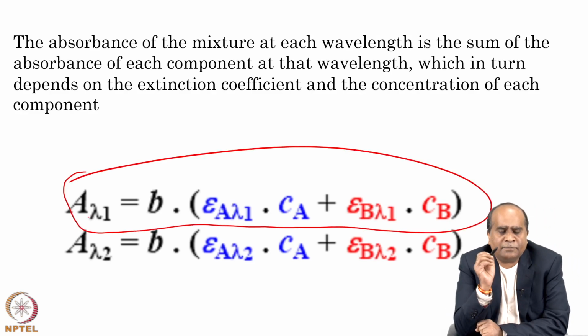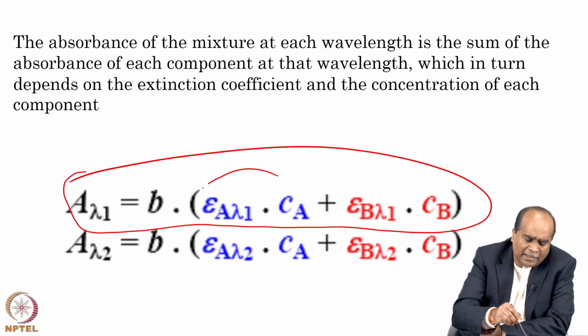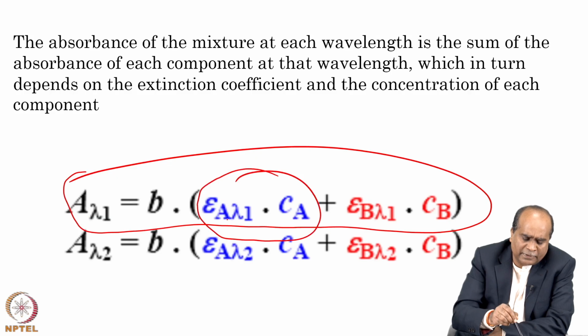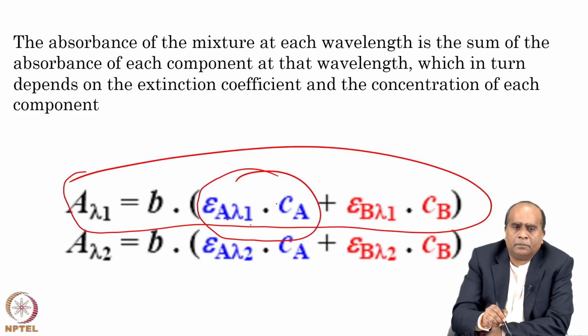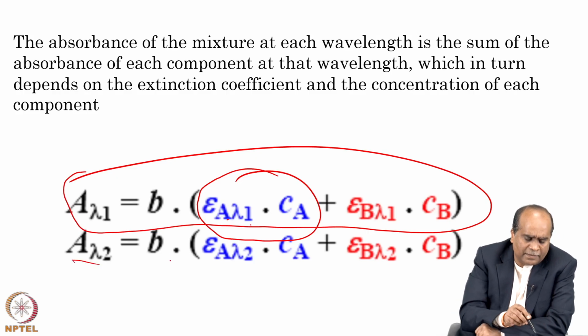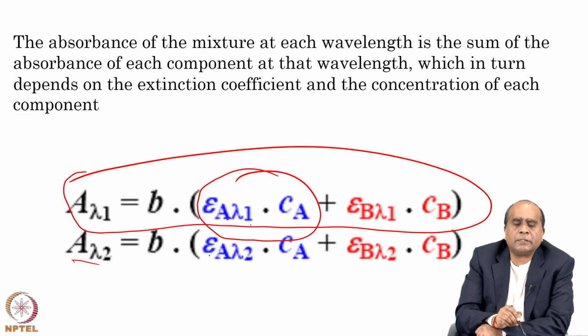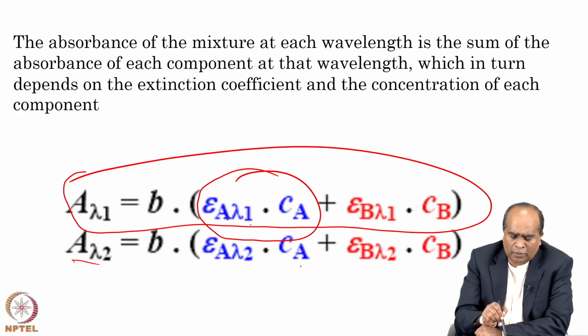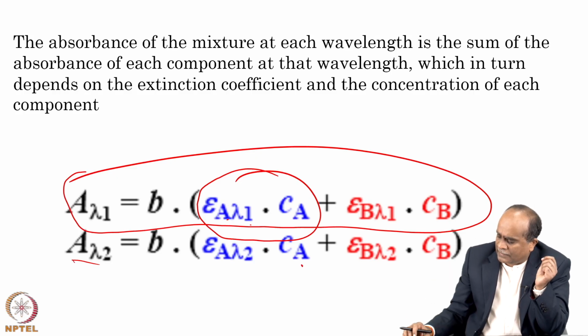This says the absorption at lambda 1 will be given by the extinction coefficient of component A at lambda 1 multiplied with the concentration of A, plus the extinction coefficient of B at that lambda multiplied with the concentration of B. And then at another wavelength it is the same: the extinction coefficient of A at lambda 2 multiplied with the concentration of A, and then the extinction coefficient of B at lambda 2 multiplied with the concentration of B. What does that mean? Let me go back and explain it again.